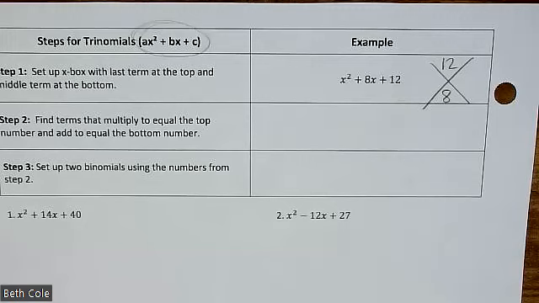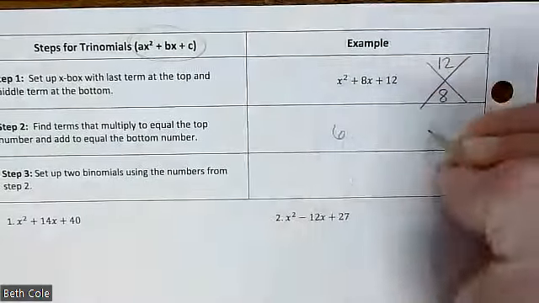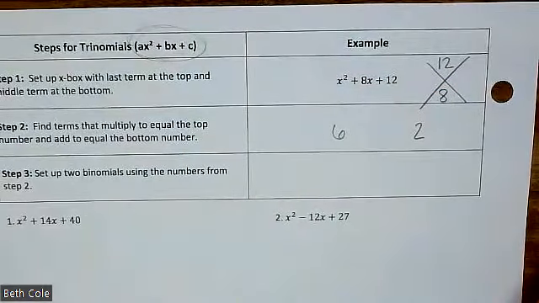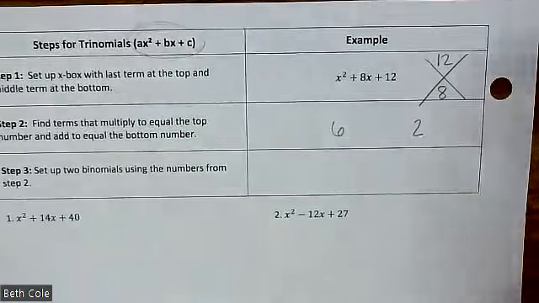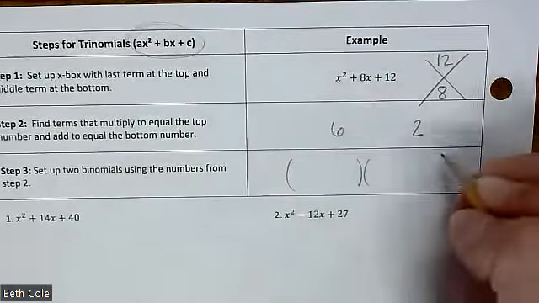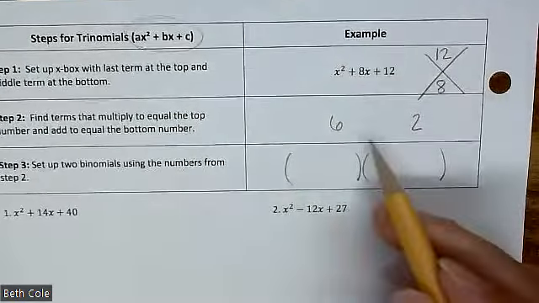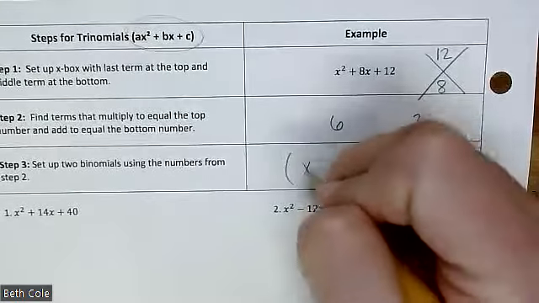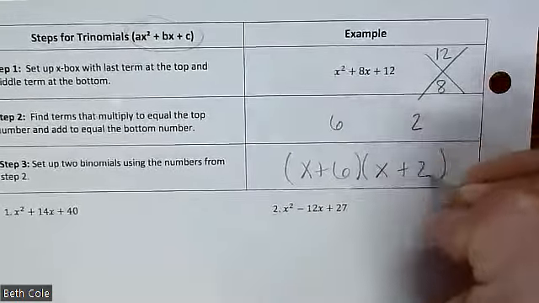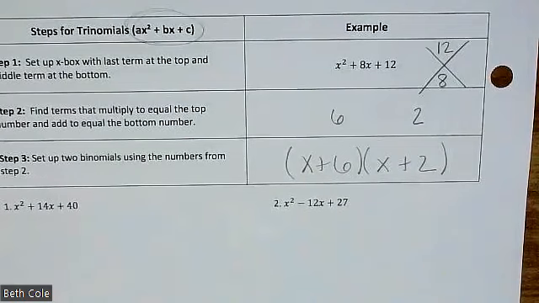So can you work that out? You need numbers that multiply together to be 12 and add up to be 8. Good, perfect. 6 and 2 or 2 and 6, it doesn't matter what order you write them. And then for your answer, you draw 2 sets of parentheses, and those are the numbers that go in there. You're going to have x plus 6 and x plus 2. And that is your answer.